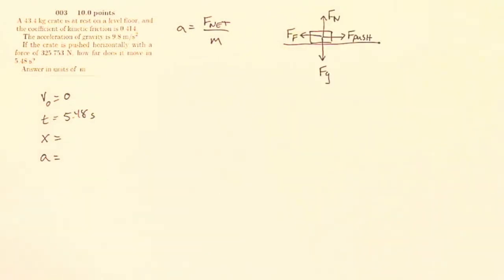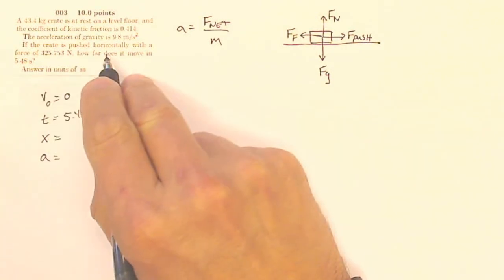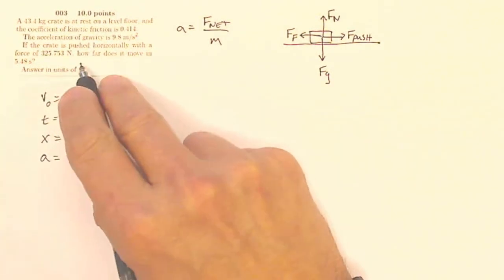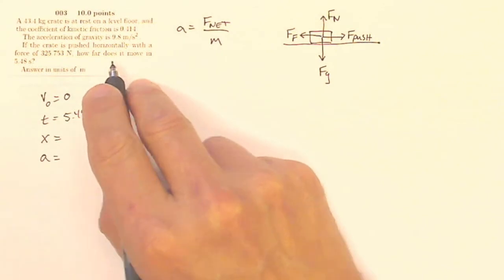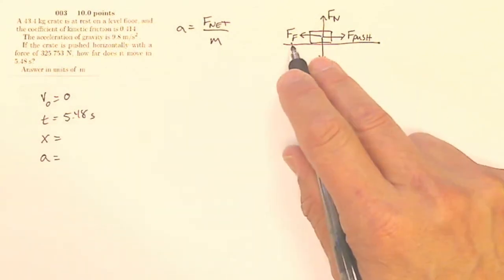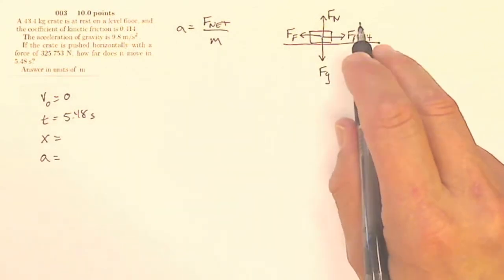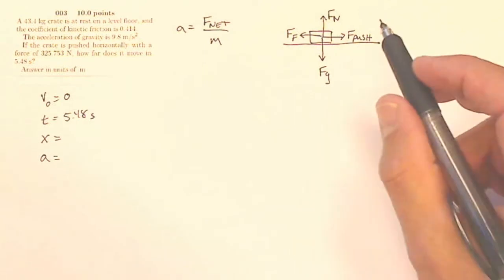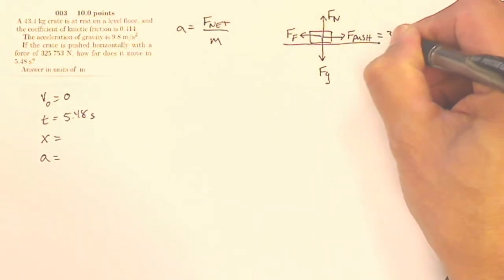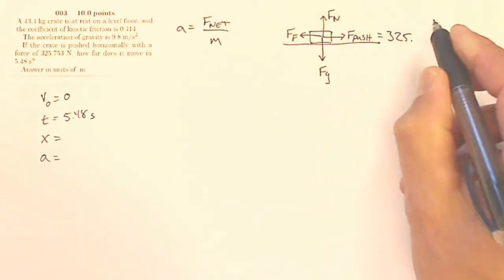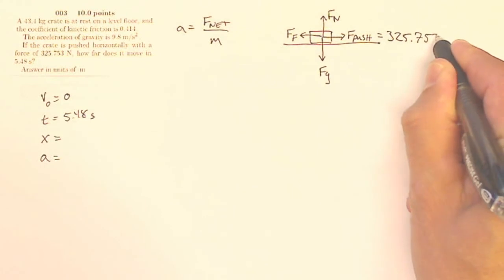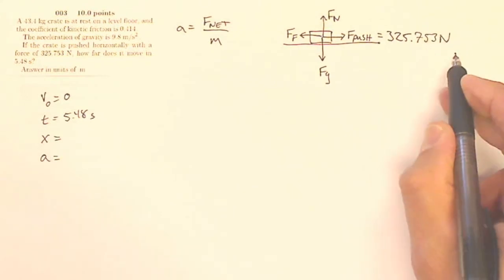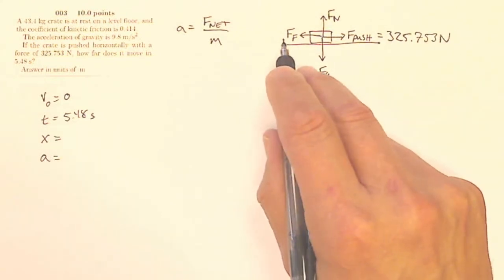Now, your first instinct might be, oh, look, they're all balanced. But wait a second, this thing is accelerating. So if it's going to be accelerating, it's going to be moving, and it starts at rest, then there's no reason to think that force push and force friction are going to be the same. I know my force push, and in my case, that is 325.753 newtons, a very detailed number, but I'll go with it. I need my force of friction.